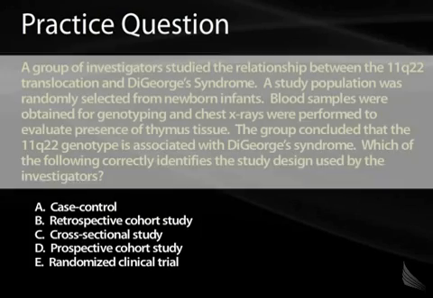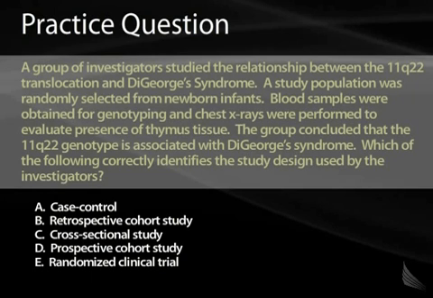Practice question. A group of investigators studied the relationship between the 11q22 translocation and DiGeorge syndrome. A study population was randomly selected from newborn infants. Blood samples were obtained for genotyping and chest x-rays were performed to evaluate the presence of thymus tissue. The group concluded that the 11q22 genotype is associated with DiGeorge syndrome. Which of the following identifies the study design used by the investigators?